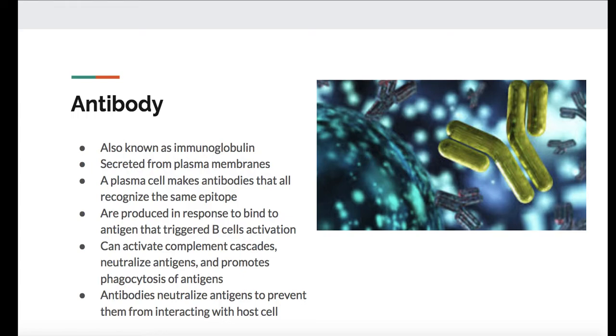So an antibody is also known as an immunoglobulin. It is secreted from plasma membranes. A plasma cell makes antibodies that all recognize the same epitope. They are produced in response to bind to the antigen that triggered B cell activation. It can activate complement cascades, neutralize antigens, and promote phagocytosis of antigens. Antibodies neutralize antigens to prevent them from interacting with host cells.